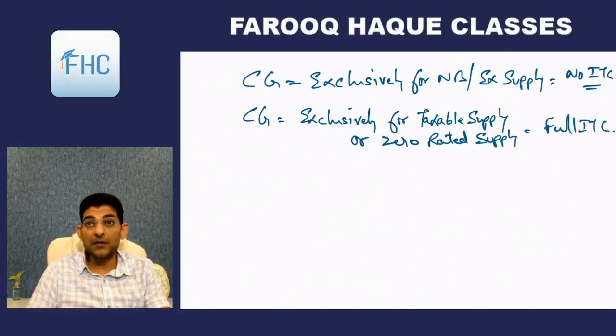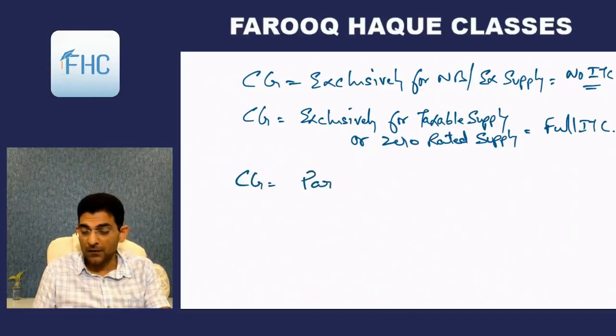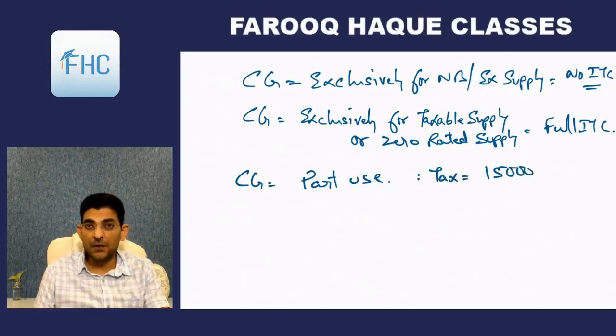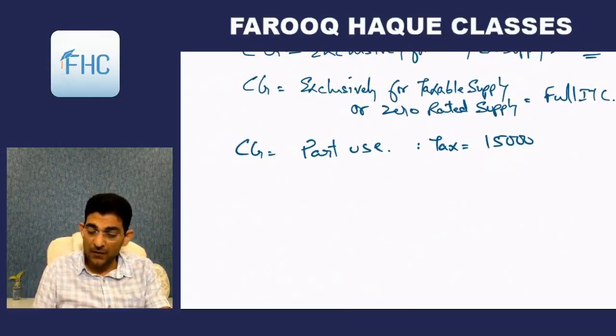Full input tax credit is allowed. Okay, if I've got a capital goods which is part use, then what we do is, suppose the tax on that is say 15,000 rupees, CGST, SGST, whatever it may be, then what we do is, first we take full credit.